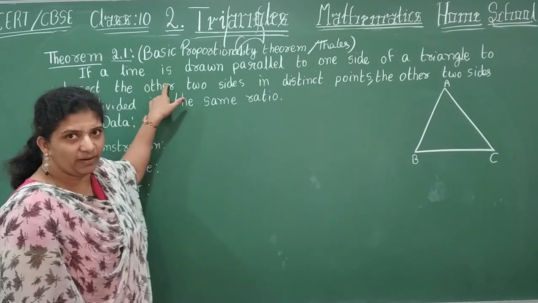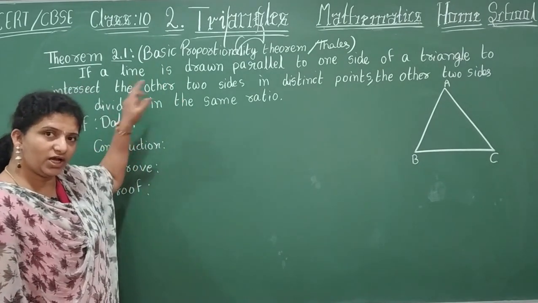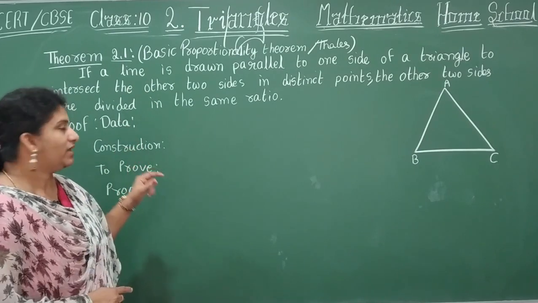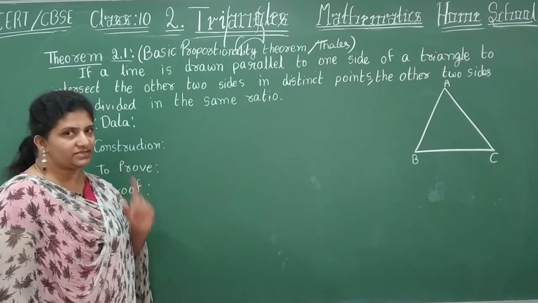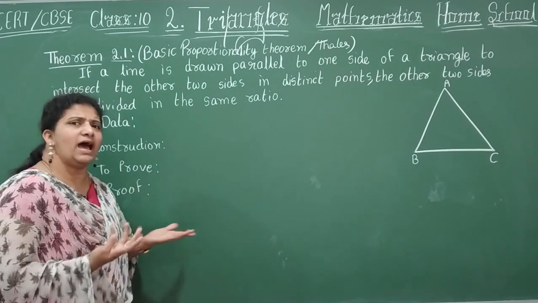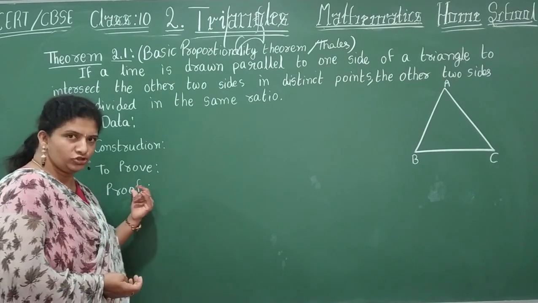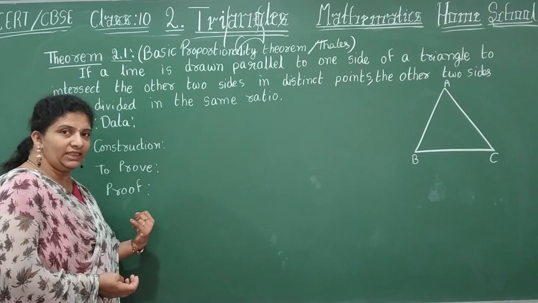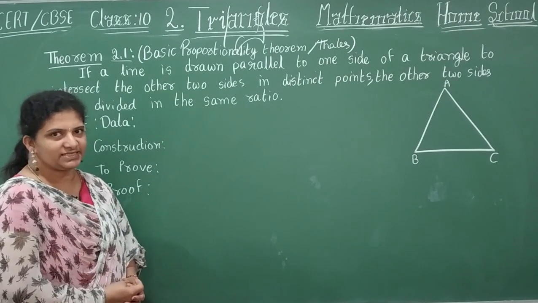Theorem statement is the first step. Second step is the data, the given data in your statement. Third step is any construction you are doing in this theorem. Fourth step is what I need to prove, why I am doing this theorem. You should know that. And finally, the proof: how do you prove that theorem? Okay, let's start our theorem.